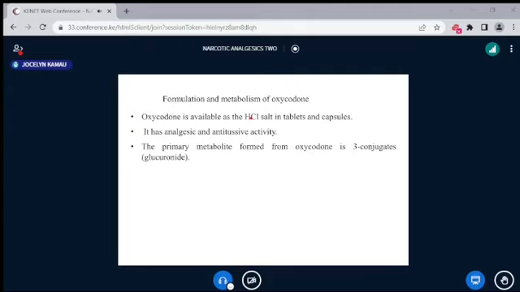codeine. The primary metabolite formed from oxycodone is the 3-conjugate glucuronide. So the primary metabolite formed from oxycodone is its 3-conjugate. For you to form the 3-conjugate, it means first and foremost it must undergo reduction at position number.